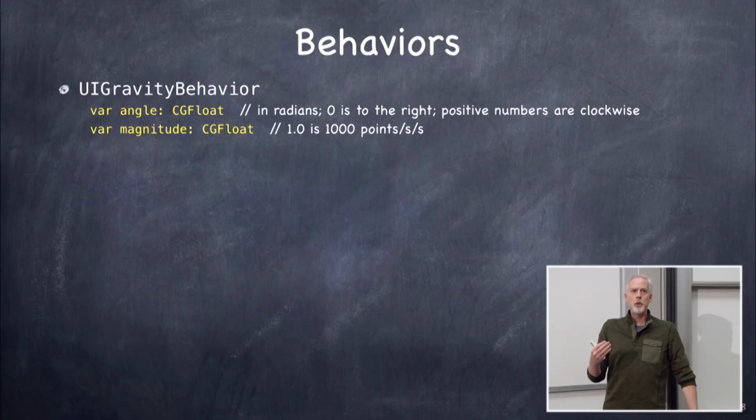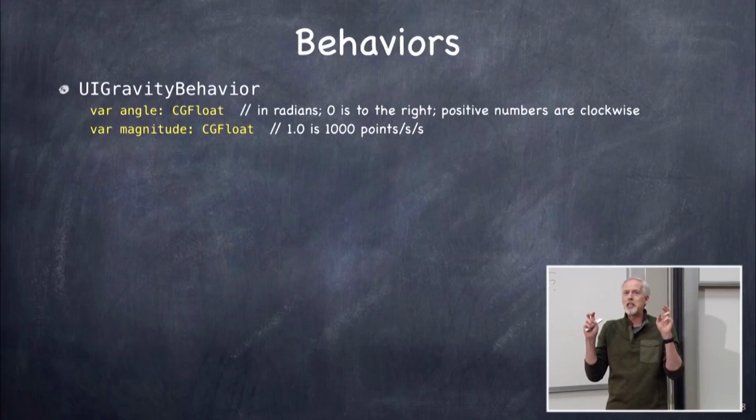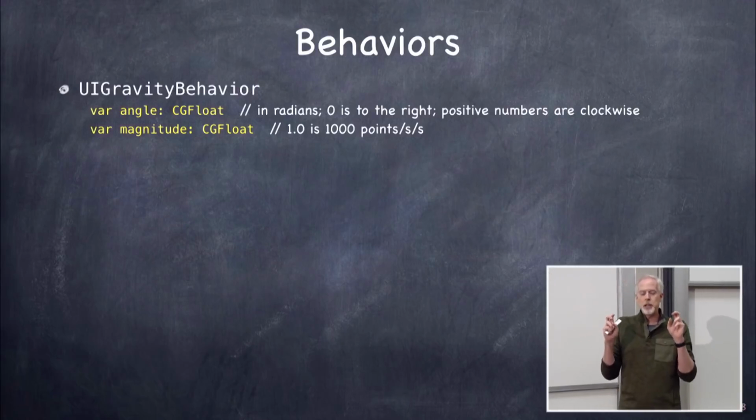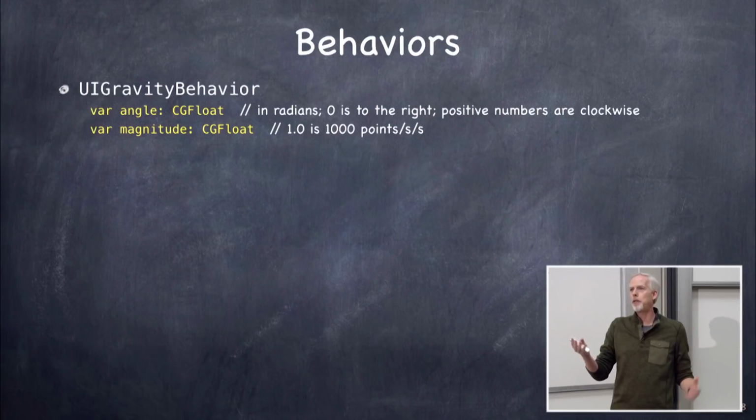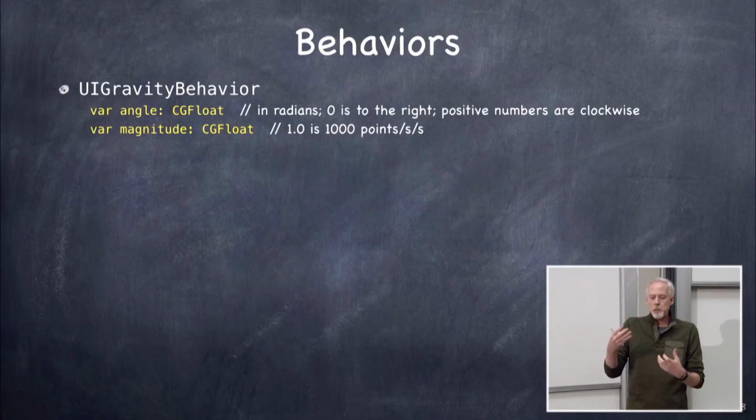And the magnitude is, we sometimes call it G, but it's not really G. It's the magnitude of 1.0 is 1,000 points per second per second. Okay, everyone knows what gravity is, right? It's an acceleration, 9.8 meters per second squared. So this is 1,000 points per second per second.